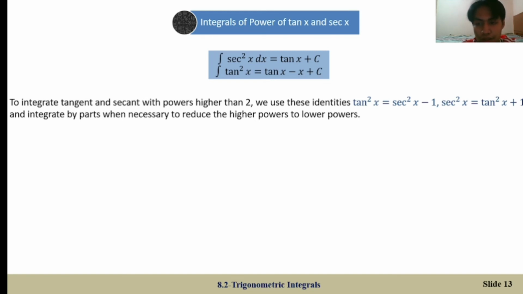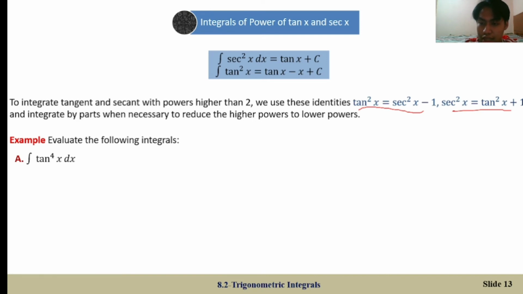However, when we have to integrate tangent and secant with powers higher than 2, we must use these identities here and here to integrate by parts when necessary, to reduce the higher powers to lower powers. Let's do some exercises. A, integral of tangent 4x dx.